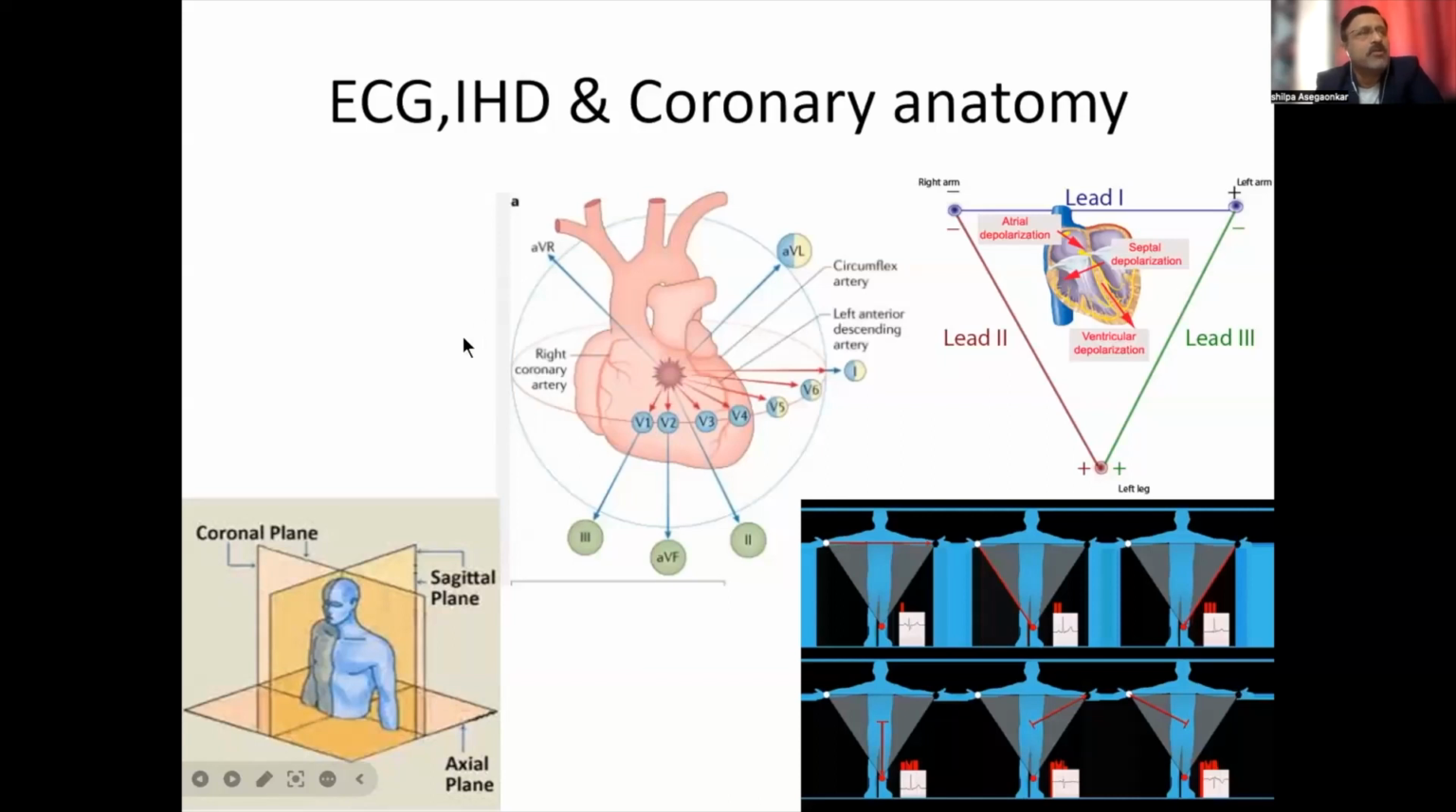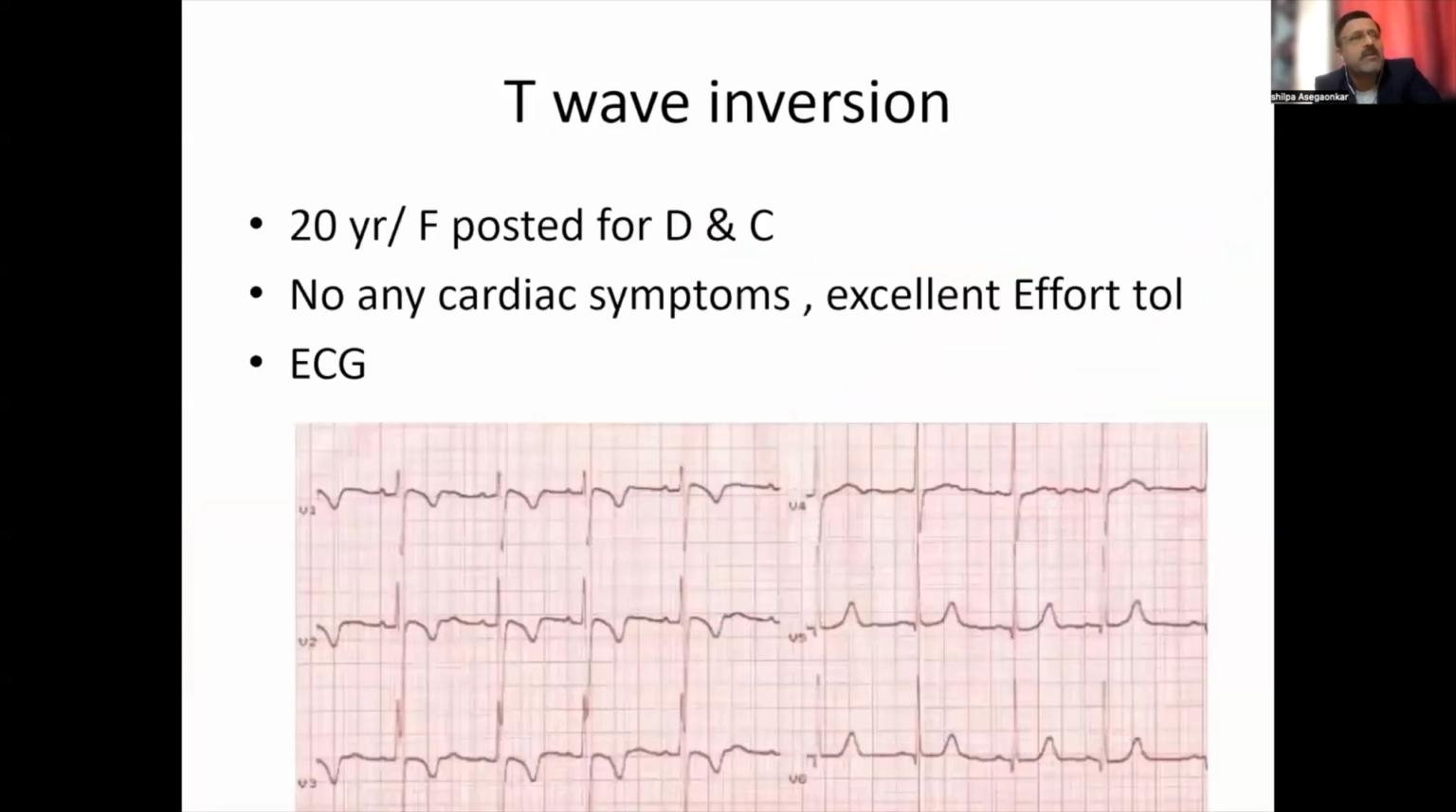For leads 1, 2, 3 and AVR, AVL, AVF, these 6 leads, you are looking at the heart in a coronal plane. While in the chest leads, that is V1 to V6, you are looking at the heart in an axial plane. Once you understand this, and once you try to correlate this with your ECG findings, you can diagnose so many things on ECG. So this is, I think, a very, very important slide for anyone to remember.